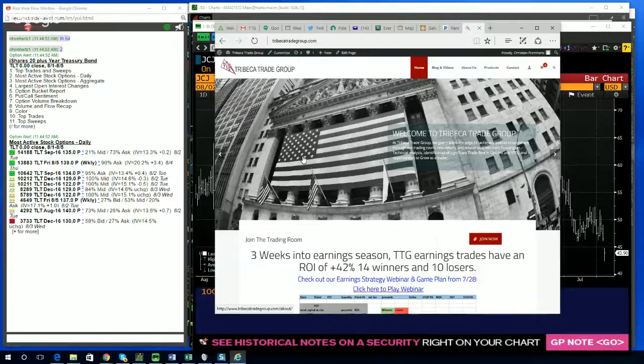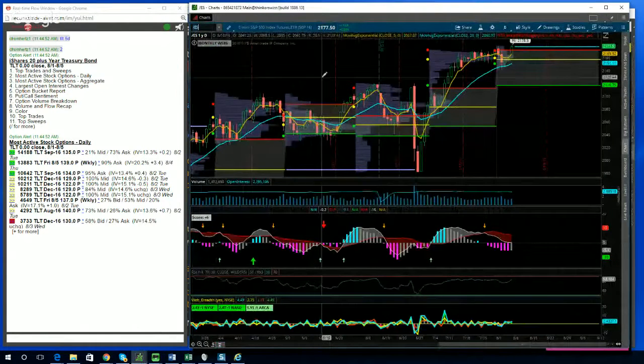what I think are the most interesting option trades, swing trade ideas going forward. So let's just do a quick recap of the S&P chart. You always want to look at the overall trend.